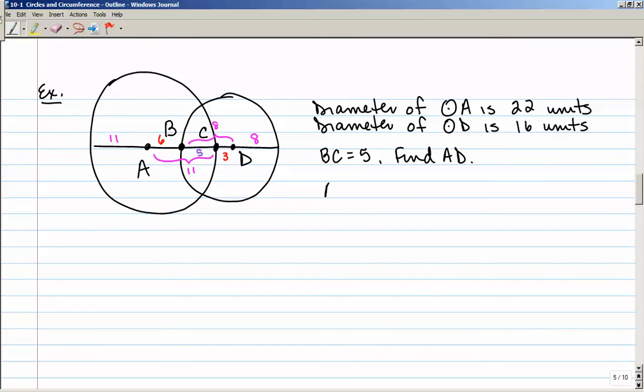So to find the length of AD, I'll add up all of the little segments that make it up. So AB is 6, BC is 5, that was given, and CD is 3. So the length of AD is 14 units.